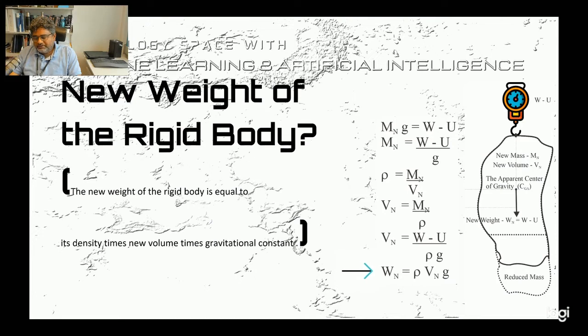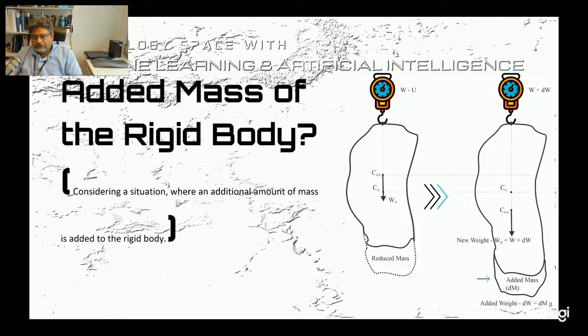So since you have this new volume of that rigid body, you can apply it into this new equation, which reflects the new weight of this rigid body, equal to the density times the new volume of that rigid body times the gravitational constant. The new volume of that rigid body can be calculated from the previous equation that we have derived. So let's recap what we have discussed so far.